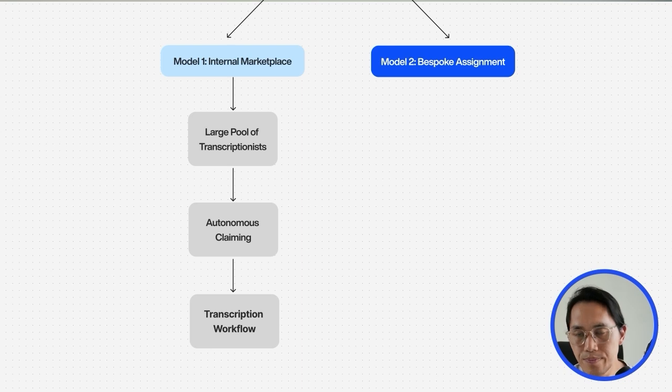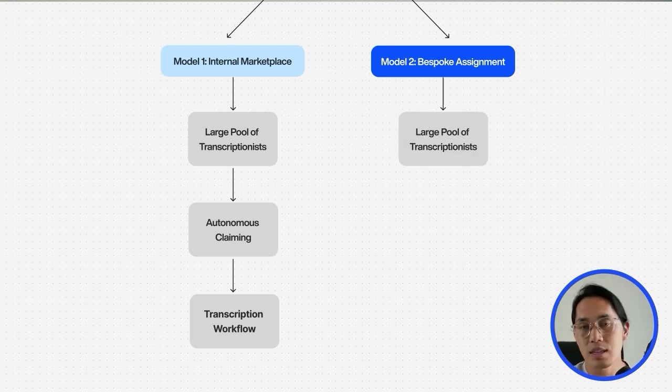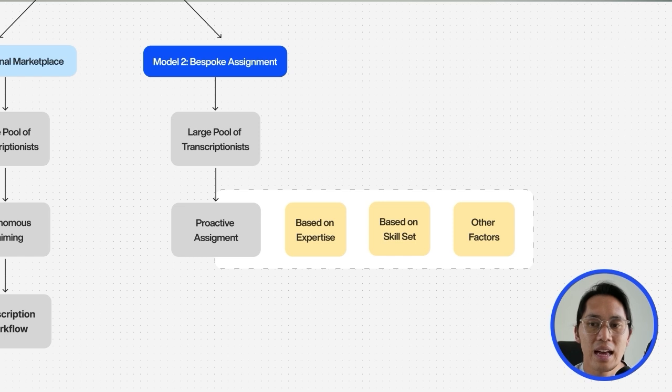Model two, on the flip side of that, there's still, generally speaking, a very large pool of transcriptionists, but sometimes in smaller transcription agencies, there's not. But the difference here is these files aren't automatically put in a queue and then claimed by the transcriptionist. It actually assigns a specific transcriptionist. Okay, so there's more proactive assignment, and that could work programmatically, right?